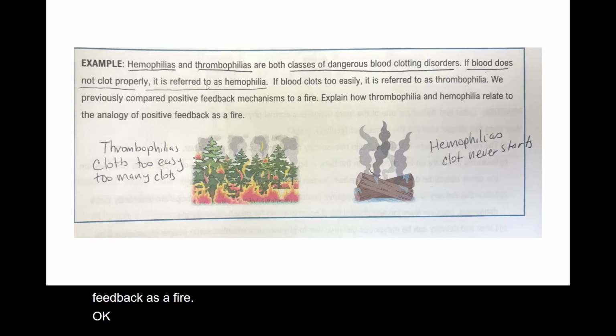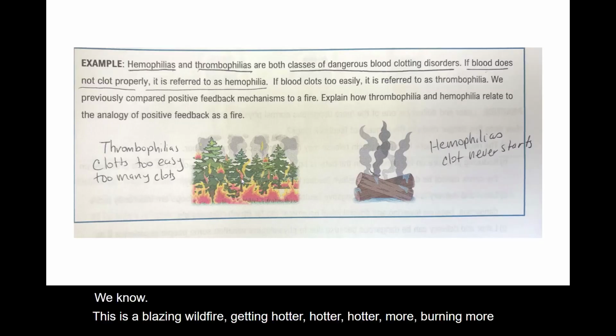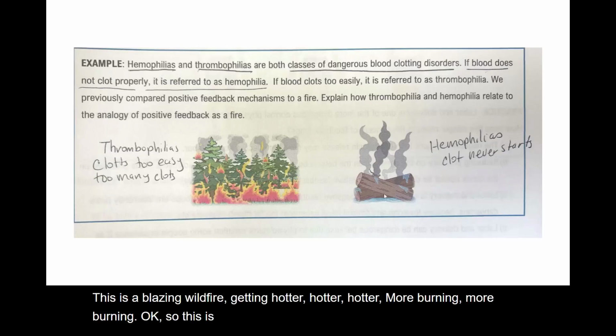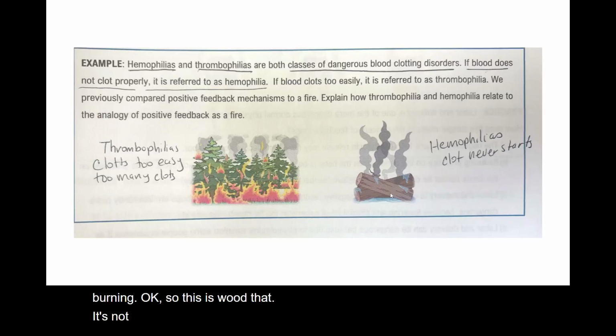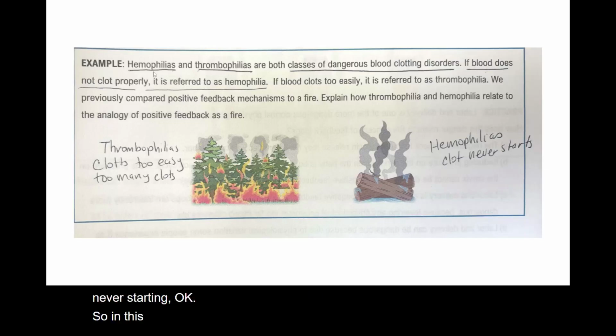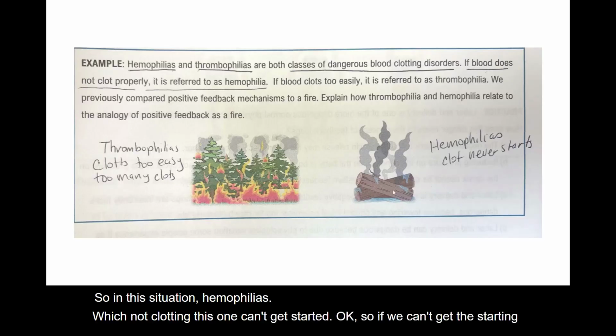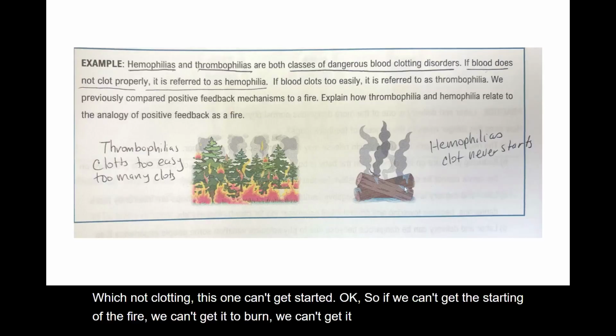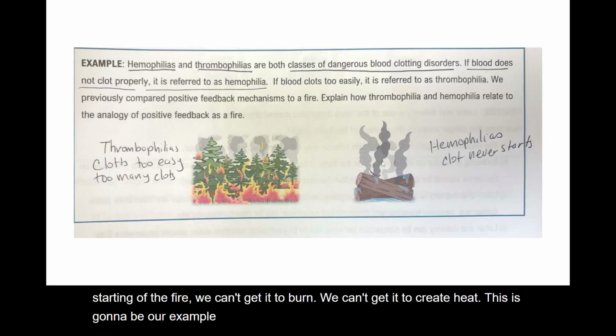Okay, so we know this is a blazing wildfire, getting hotter, hotter, hotter, more burning, more burning. Okay, so this is wood that's not catching. It looks like it's been put out a little bit. It's kind of smoking. It's never starting. Okay, so in this situation, hemophilias, which is not clotting, this one can't get started. Okay, so if we can't get the starting of the fire, we can't get it to burn, we can't get it to create heat, this is going to be our example of hemophilias. They never start. They can't get going.